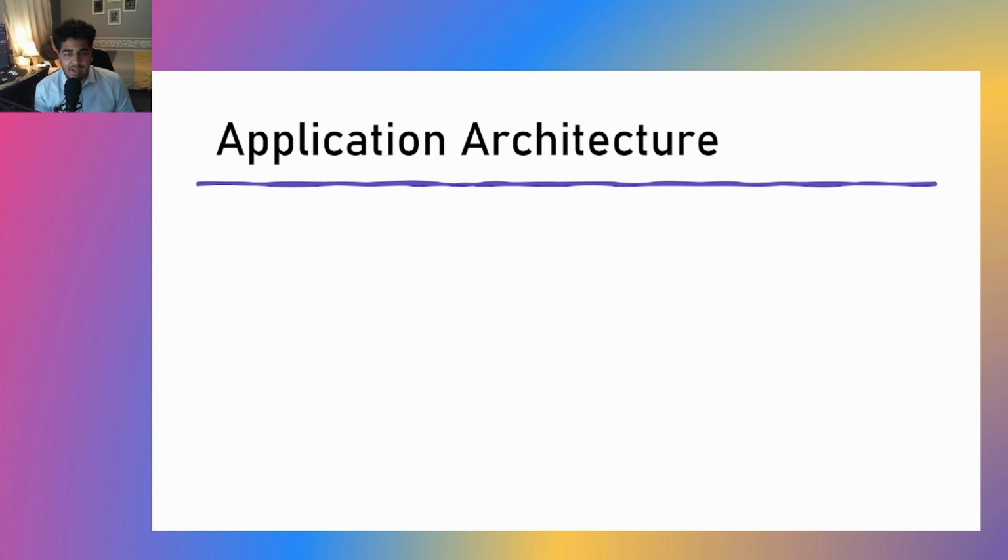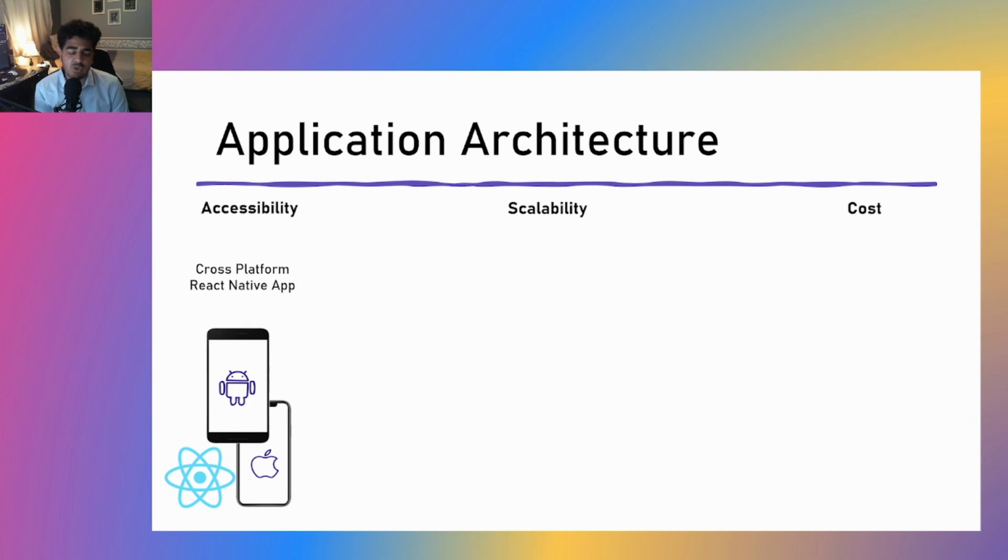When I first contemplated my application's architecture, there were a few general considerations to keep in mind: accessibility, scalability, and cost. So let's break that down a little bit. First, accessibility. In order to maximize the number of students and teachers that could use my app, I knew it would have to support the two most prevalent mobile operating systems, iOS and Android.